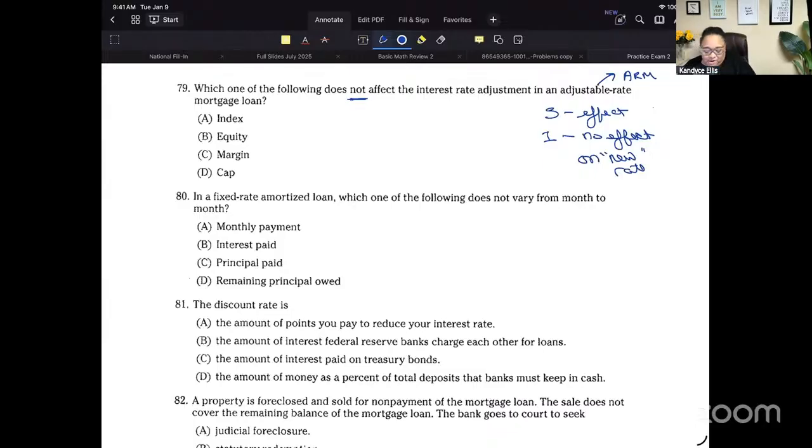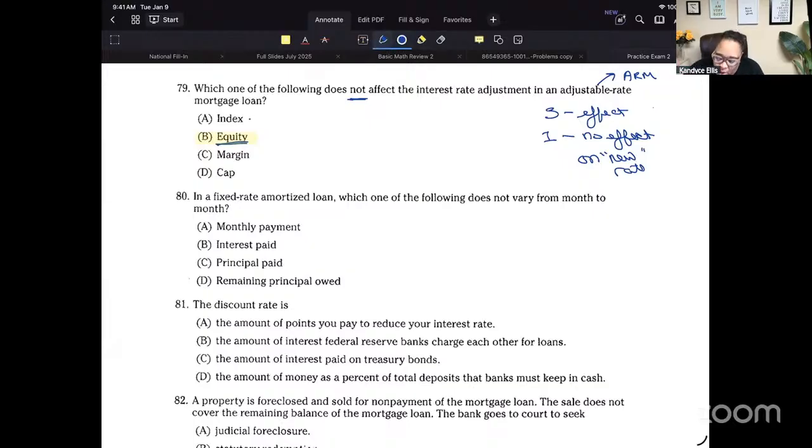All right, we got a B. Muriel says 79B. She says your equity does not change what your interest rate's going to be, right? So then we've got index, margin, and cap. Okay, Caroline, you say B. Well, you're right. The answer is B. But we got to make sure we understand what all these other things are.